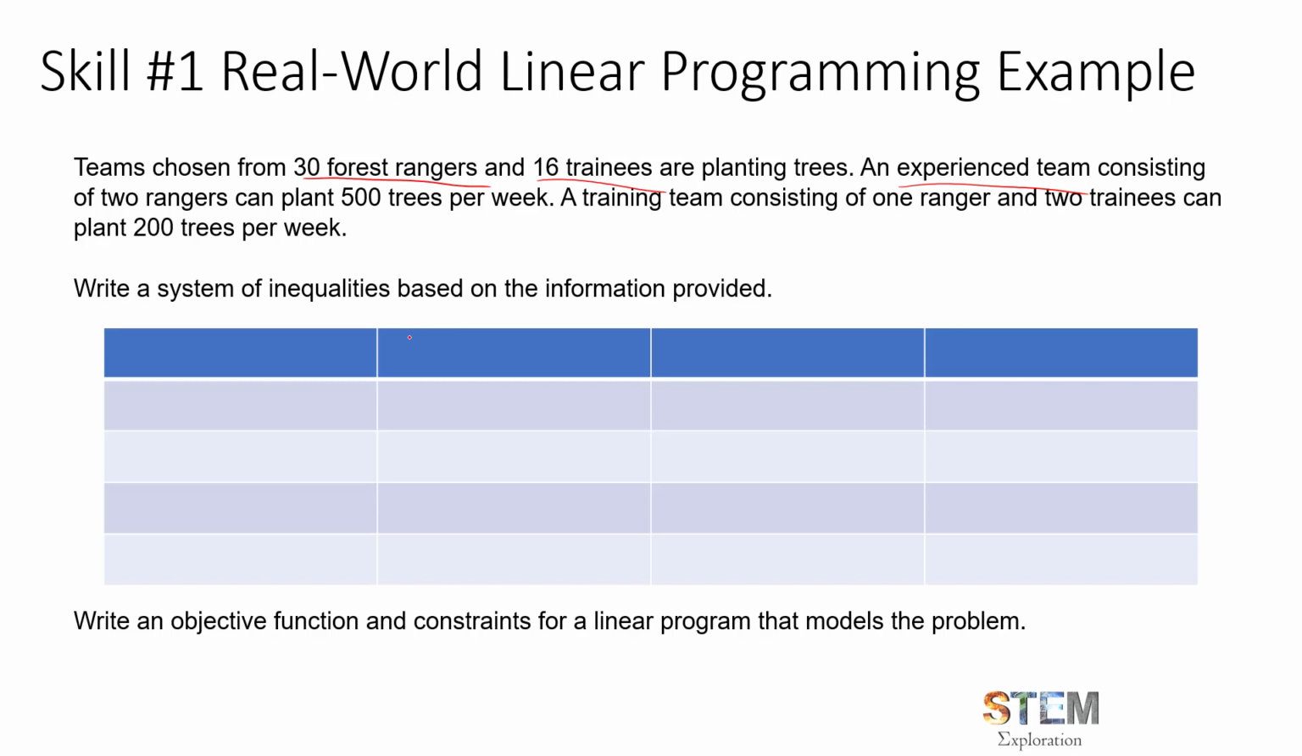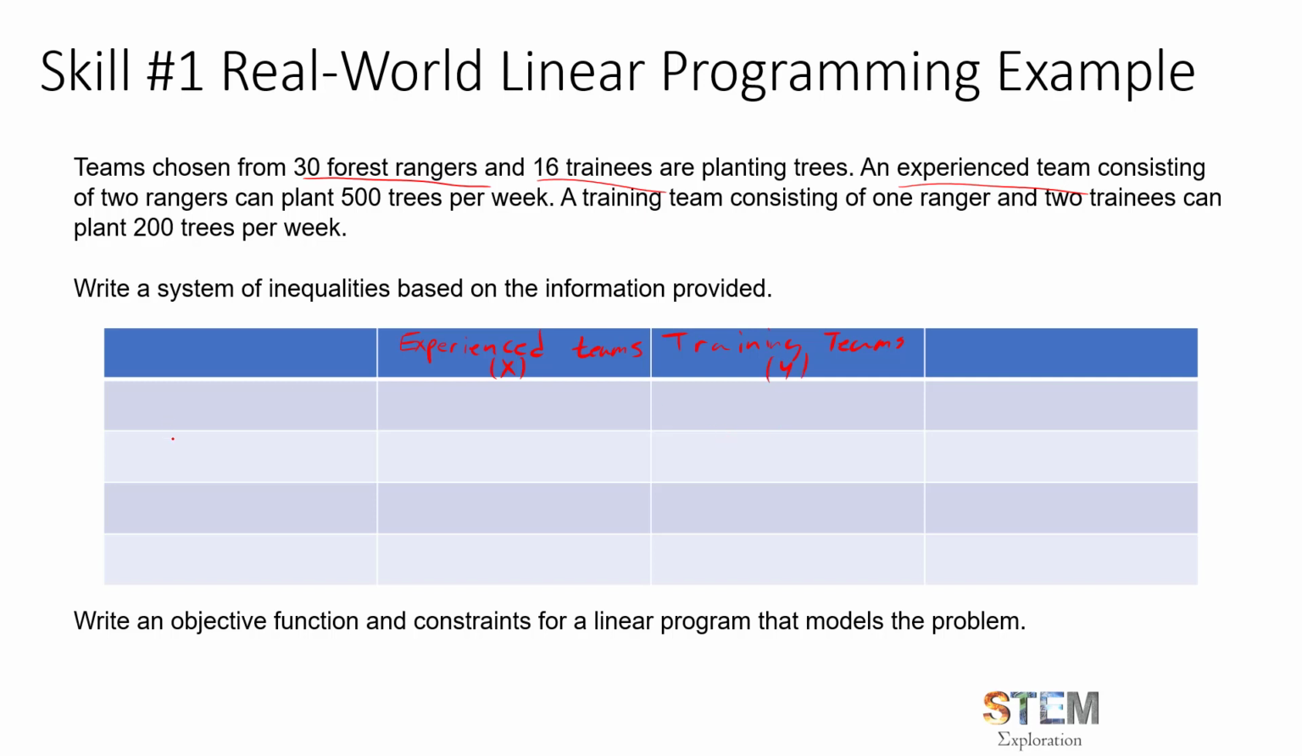So what I want to do is base everything off of experienced teams, which I'm going to label as variable X, and training teams, which I'm going to label as variable Y in this given example.